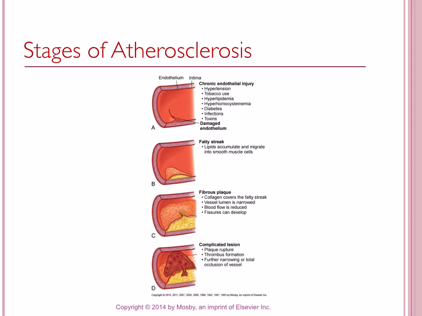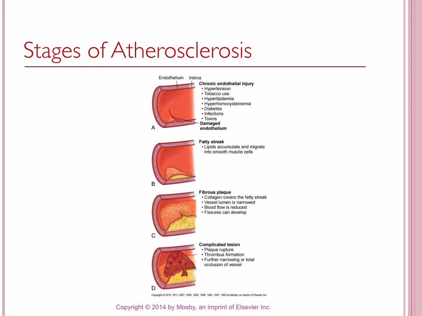CAD is a progressive disease that develops over many years. In the beginning stages, it may not be symptomatic at all. And when it becomes symptomatic, the disease process is usually very well advanced. The stages of development in atherosclerosis are fatty streak, fibrous plaque, and complicated lesion. I did make a presentation on atherosclerosis separately, but here we are trying to learn how atherosclerosis is the major cause of coronary artery disease.